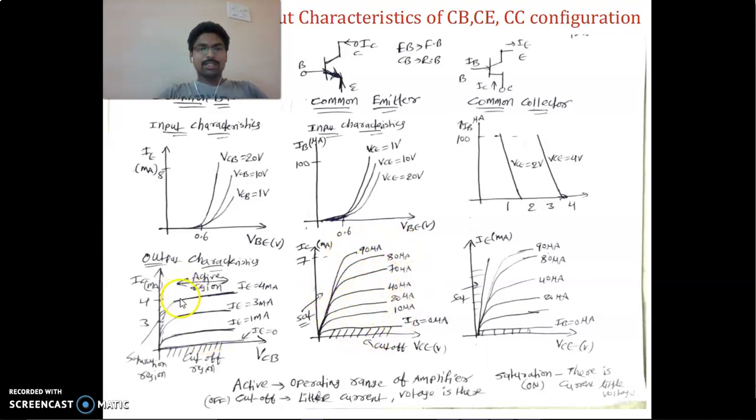Observe the difference between these two. Here these are straight lines, and here these are not straight lines, they have some slope in the characteristics.